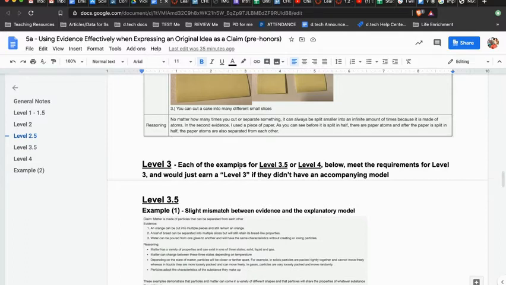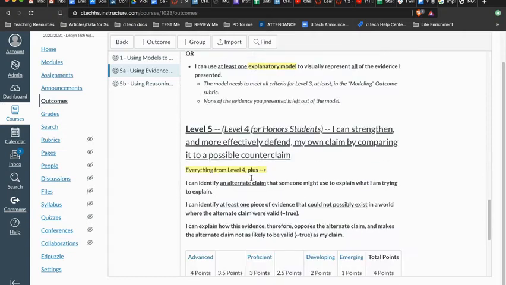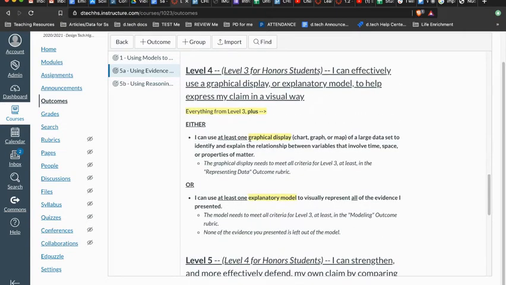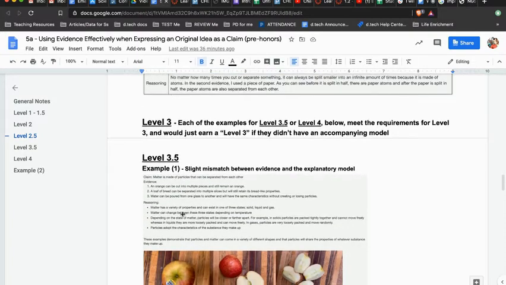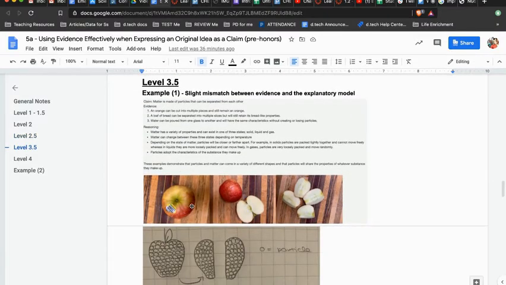Level 3, generally, the requirement to get to level 4 from level 3 means that you need to have, we'll look back here for a sec, it generally means that you need to have at least one graphical display of a data set, or at least one explanatory model. So either one, you choose which one, but you need to have one of those to help you represent and express your claim in a visual way. Okay, so generally anything in this example that's 3.5 or 4 does meet the criteria for level 3, and it also has a model that's somewhat suitable or very suitable.